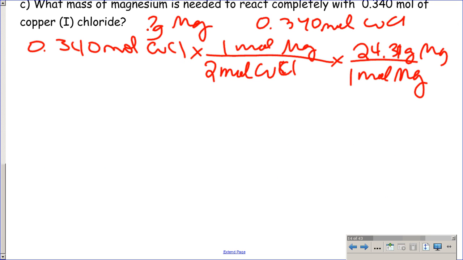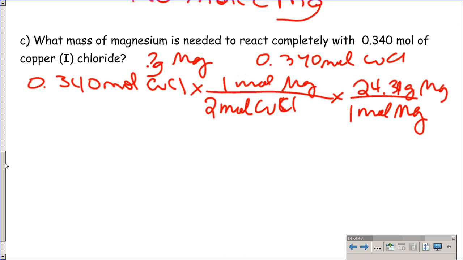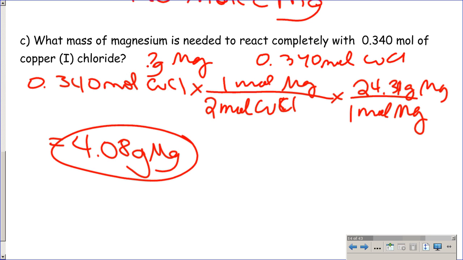24.31, that is, yes, that is correct, yeah? Yeah. Answer, 4.08 grams of magnesium. So, if you write down your given and you write down your unknown, you will never be lost. You will always be found, okay? You will be good. Moles of copper(I) chloride, moles of magnesium, grams of magnesium, which is what you wanted.